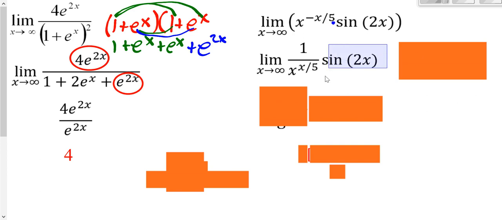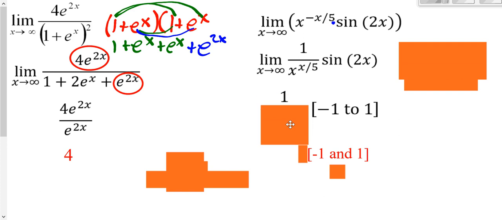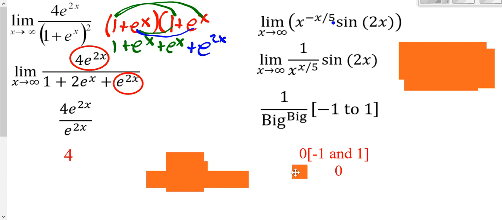Now, hopefully you remember that the sine of anything is always between 1 and negative 1. So now on this first part, you'd have 1 over something. You're plugging in big numbers, so this base would be big, raised to a big power. So you'd have something big raised to something really big, which really means it would be 1 over something extremely big. Well, 1 over something extremely big, you should know, is close to 0. So basically, you have 0 times something between 1 and negative 1. Well, 0 times anything is 0.